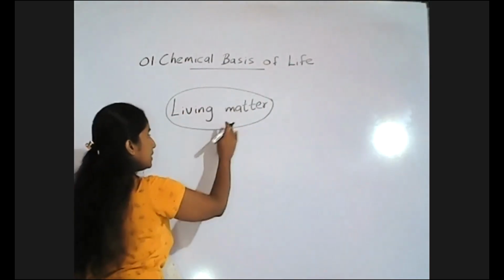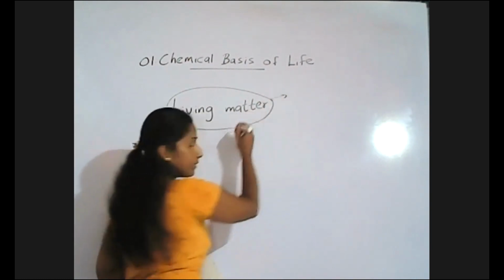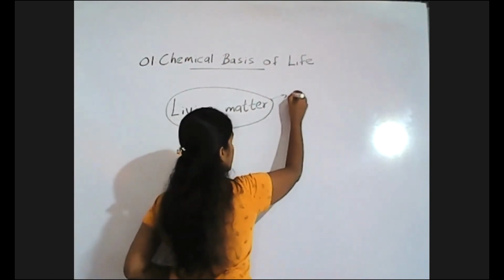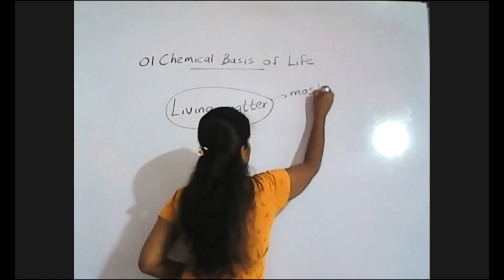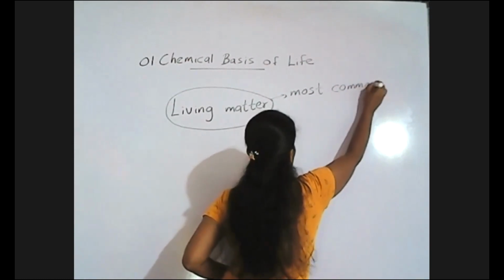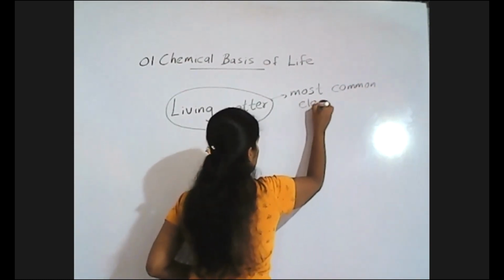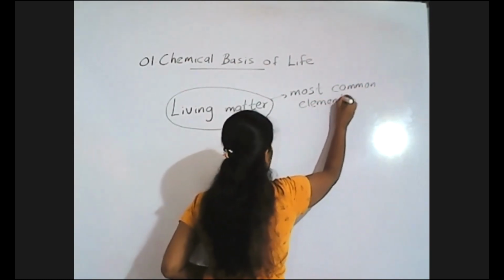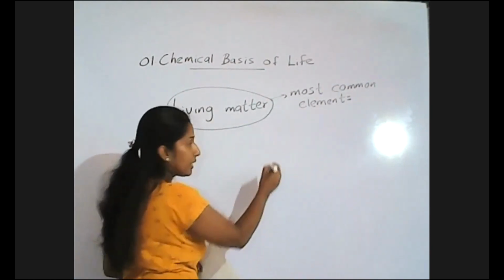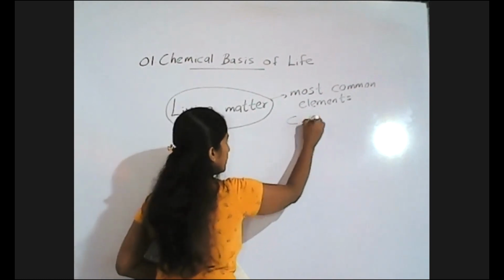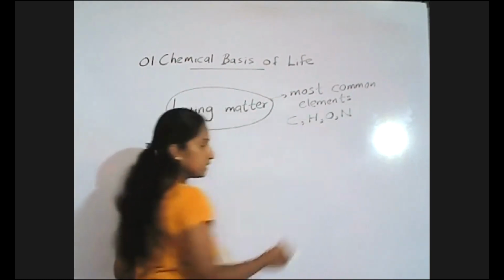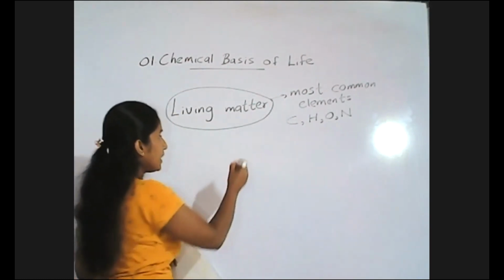When we consider all the living organisms or the living matter, we can identify the most common elements in the living matter. What are the most common elements? Yes, carbon, hydrogen, oxygen, and nitrogen. These are the most common elements.